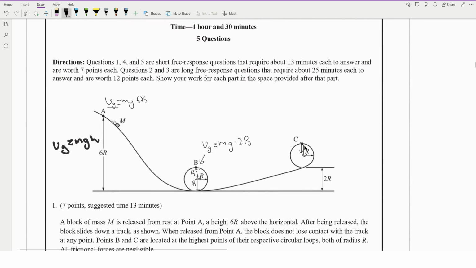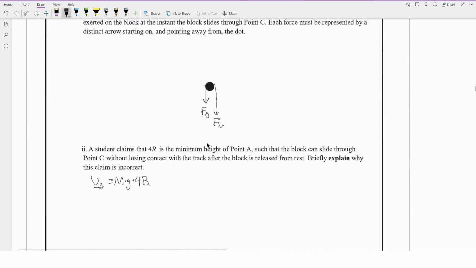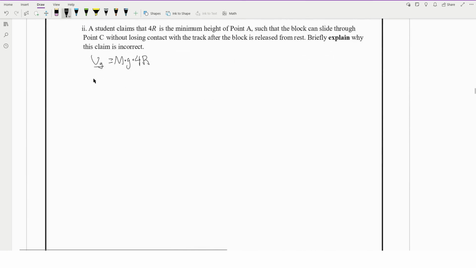Now, what we realize is that at point C, the height of this is also 4r, because this part is 2r, this is r, and this is another r. So the total height of this would be 4r. So at point C, if this happens, then at point C the total mechanical energy would also be equal to mg4r.